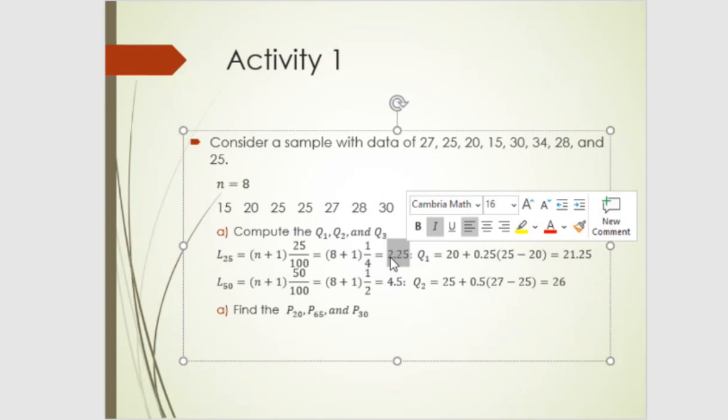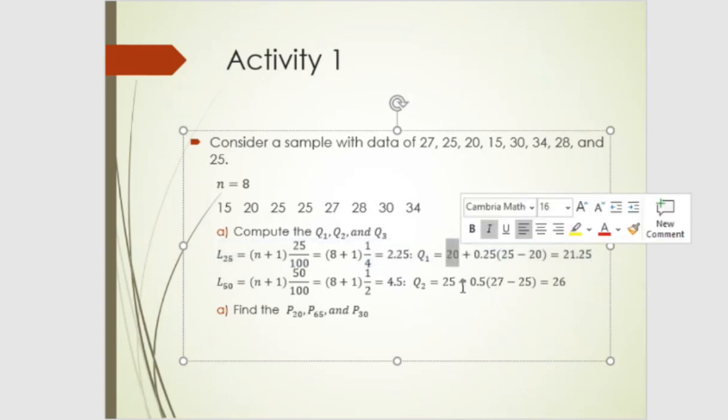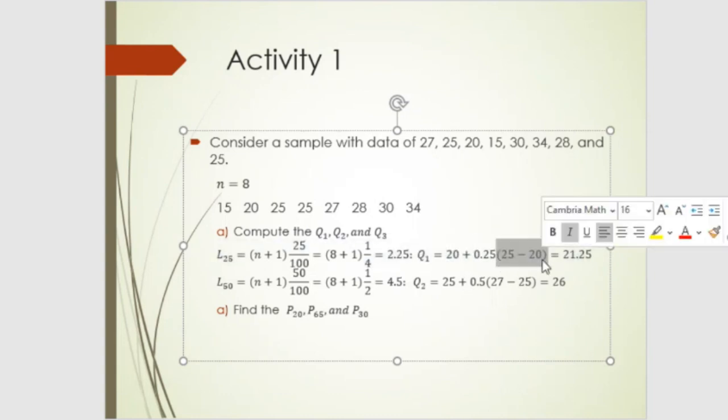Right, so we keep that 2 aside. We said that 0.25, that quarter, is the number between the second value and the third value. So we first write the first value, which is 20, sitting on position number 2. Then that 0.25 you share between the second value and the third value. This is how it is found.